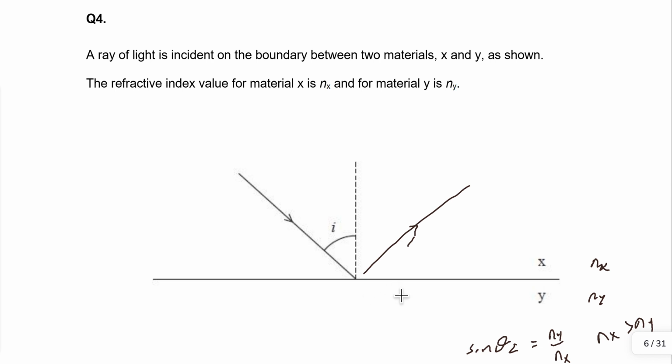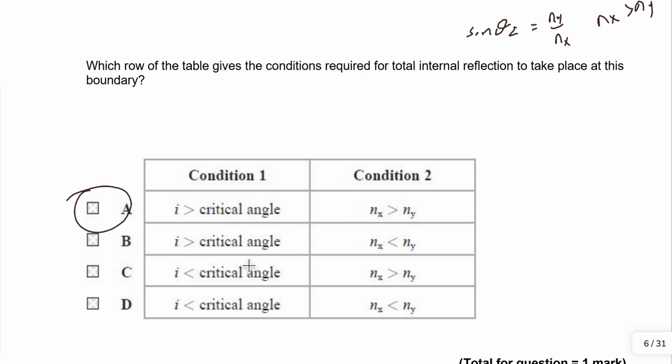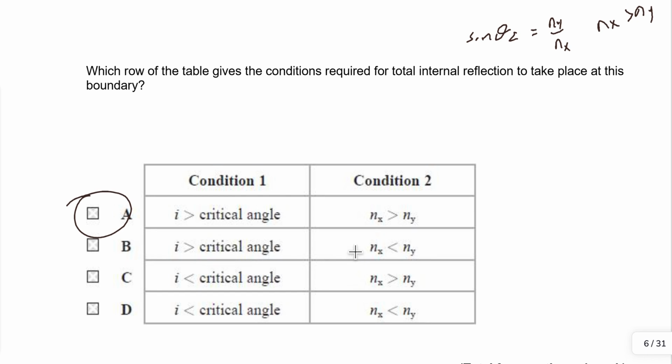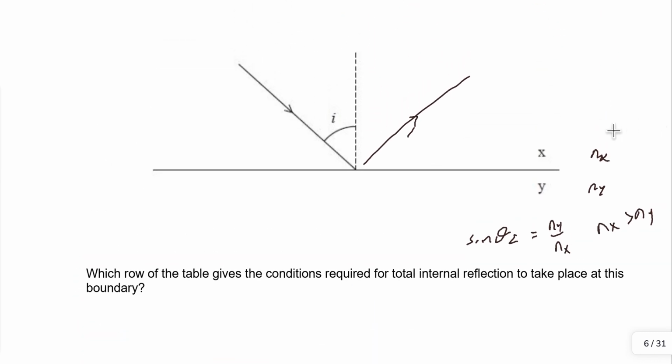Question 4, we have a ray incoming and then potentially totally internally reflecting, so none of the light gets through. One of the conditions is that this incoming angle has to be greater than the critical angle. So looking at the options, that gives us A and B, so we've got 50-50 if we have not remembered how the refractive index operates.